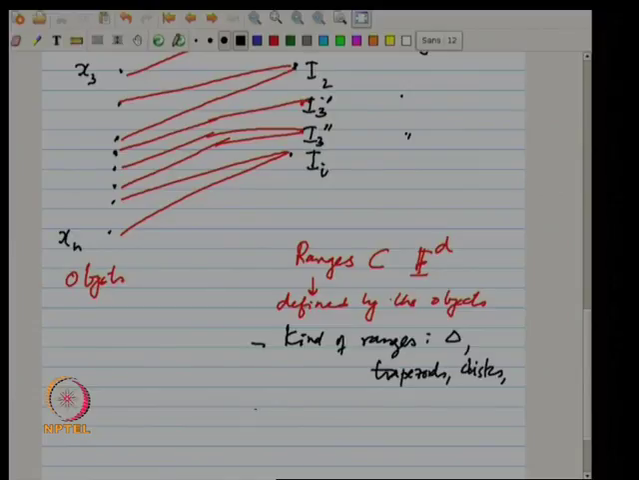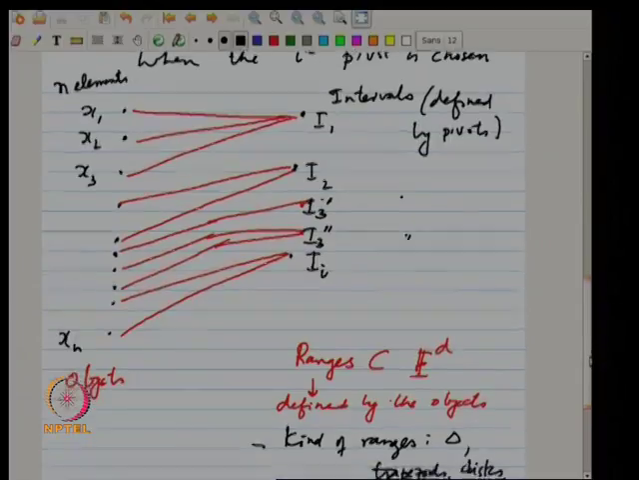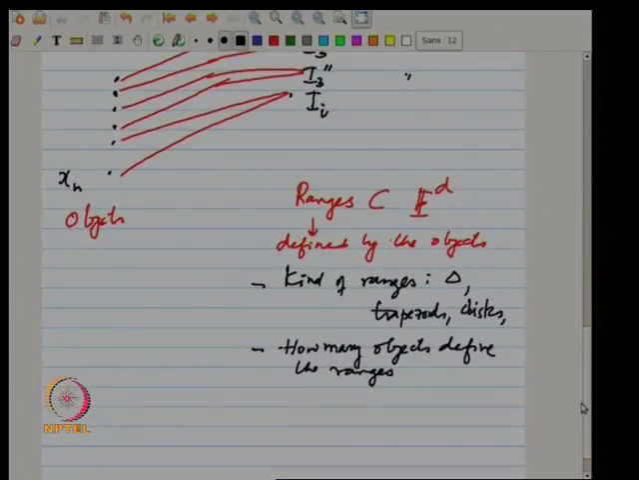So one is the kind of ranges, and also how do the objects define the ranges, or how many objects, let us say, that is more important. So in the case of sorting, how many objects define an interval? 2, right. An interval is basically defined by the left endpoint and the right endpoint. These are things that we will have to generalize as we deal with more complex construction processes.